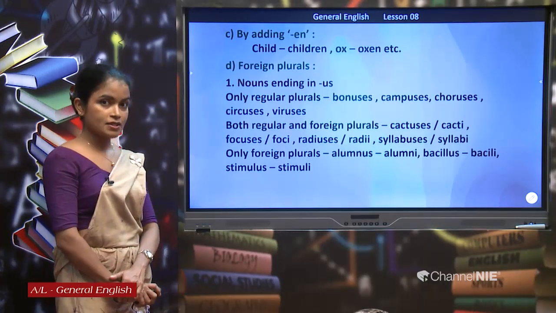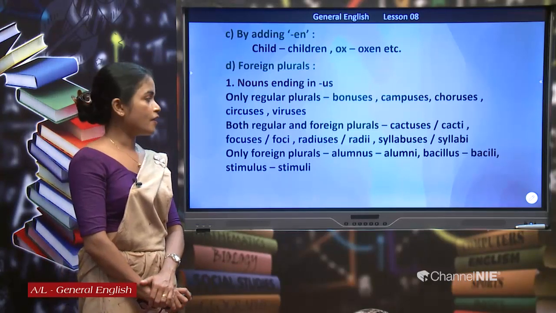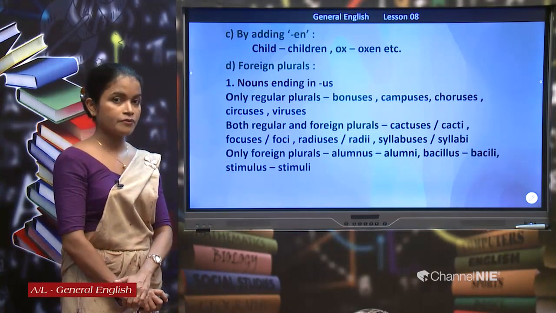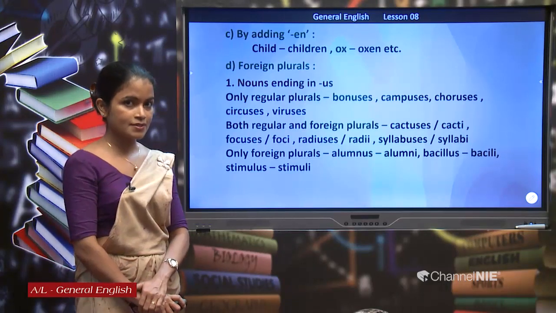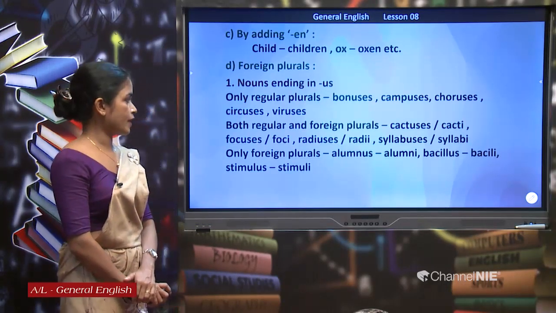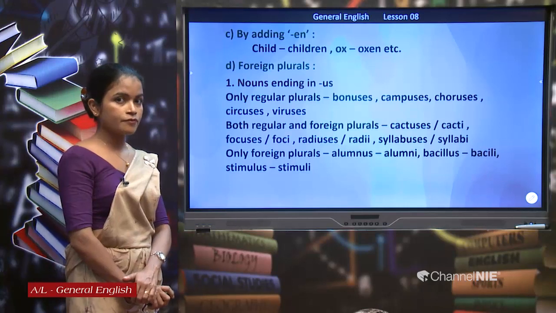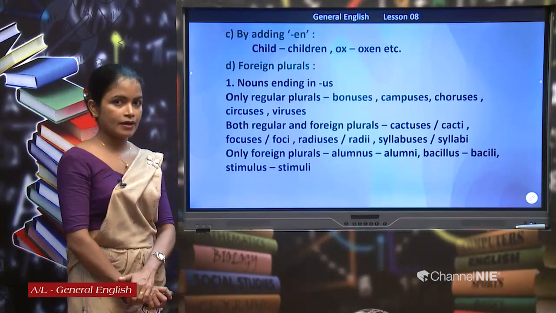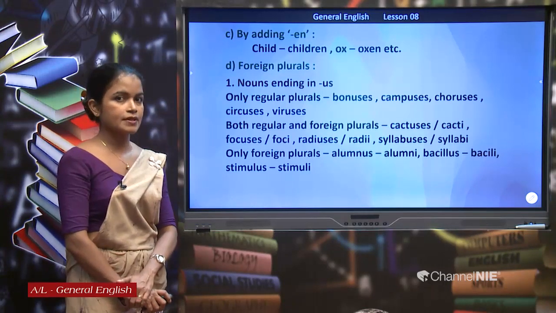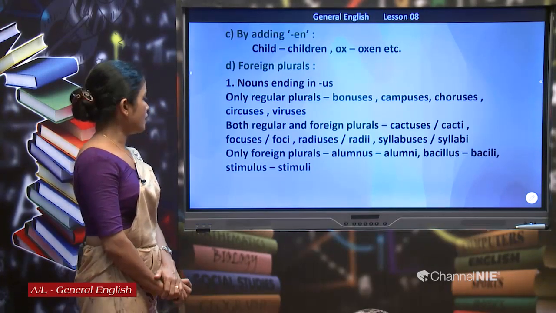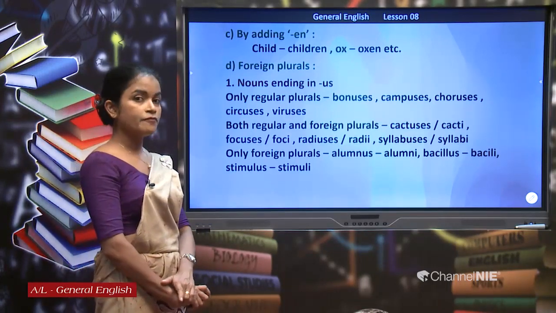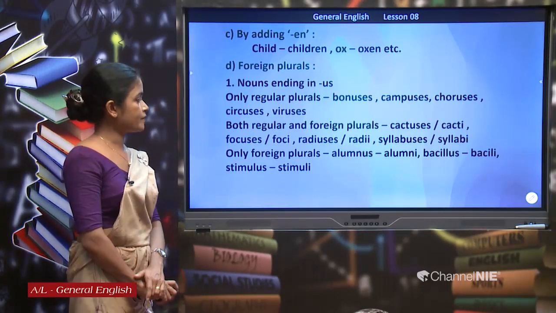Then radius, the plural form is radiuses or radii. Then syllabus, the plural form, syllabuses or syllabi. Syllabi, that is also accepted. Then only foreign plurals are also there, right? That means only one plural form is there.